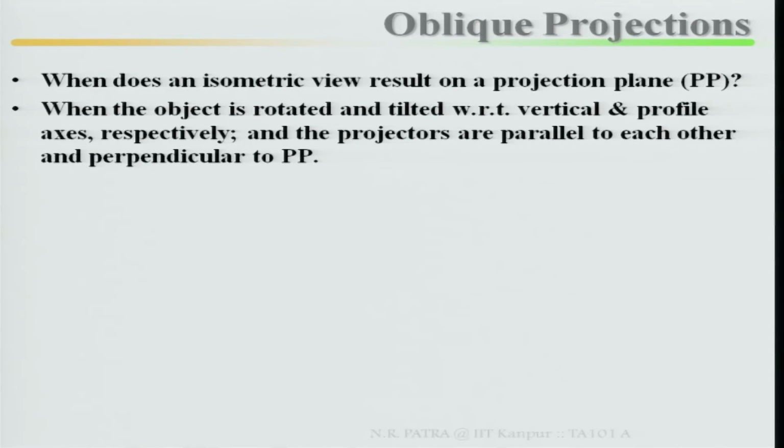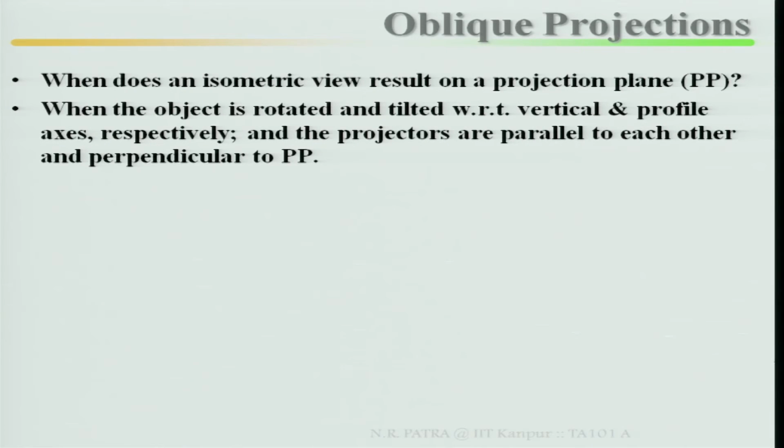The projection plane is your PP. When the object is rotated and tilted with respect to the vertical and profile axes respectively, what happens in isometric views? First you rotate about the vertical by 45 degrees, then rotate along your profile plane by 30 degrees some minutes, and then you are supposed to get your isometric.